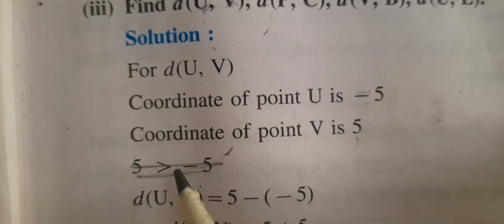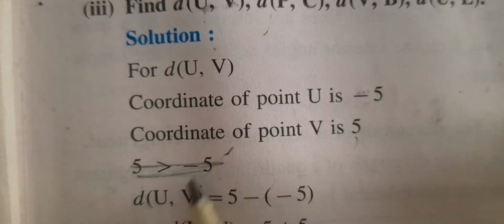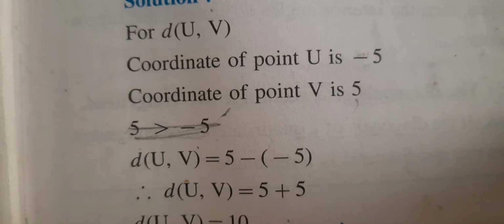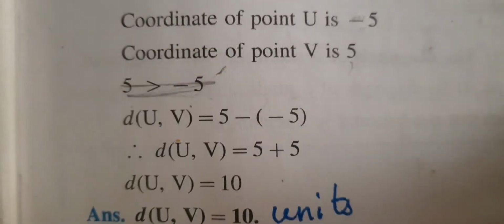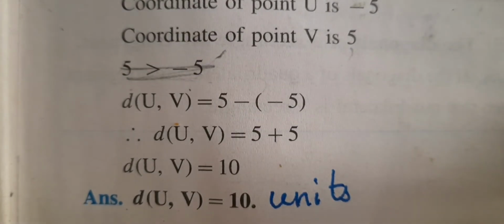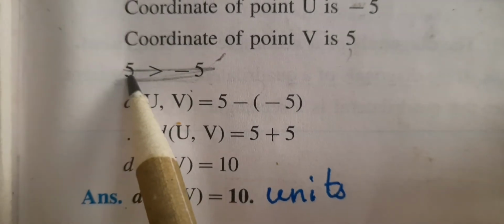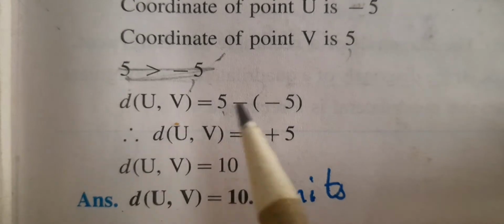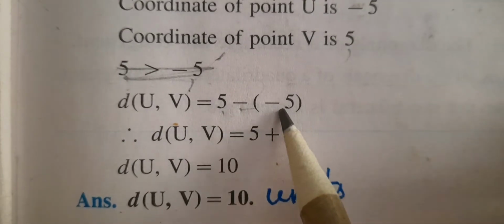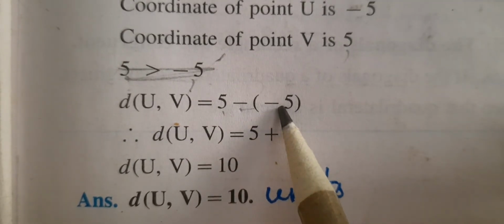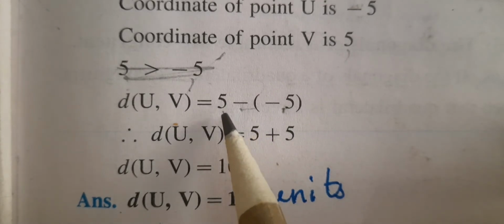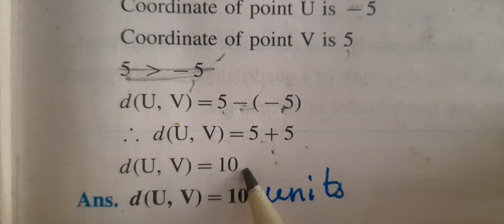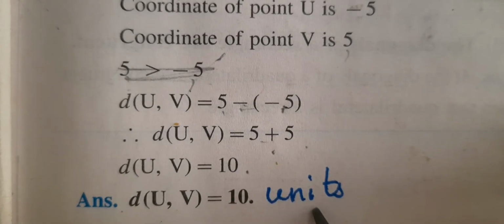Therefore, don't cancel this. It has been cancelled by mistake over here with pencil. To find distance UV, I will use the concept greater coordinate minus smaller coordinate. Greater coordinate is 5. 5 is greater than minus 5. So greater coordinate minus the smaller coordinate, put in bracket because it's negative. The answer then will be minus into minus will become plus. So 5 plus 5, 10. So we say distance UV is 10 units.